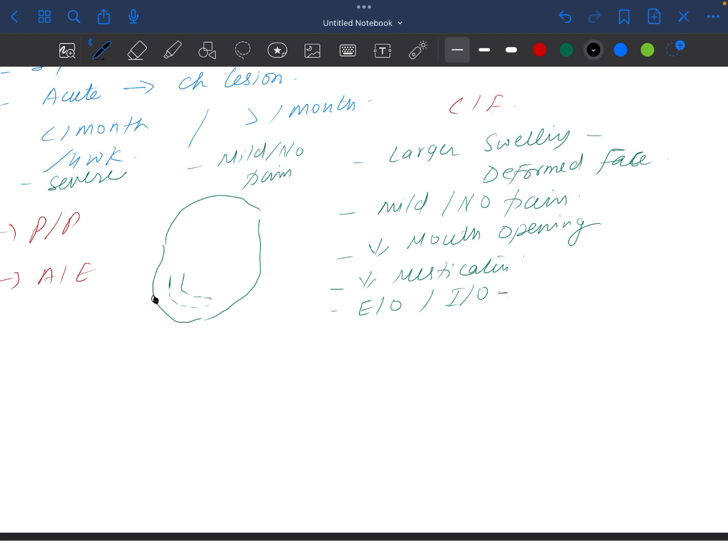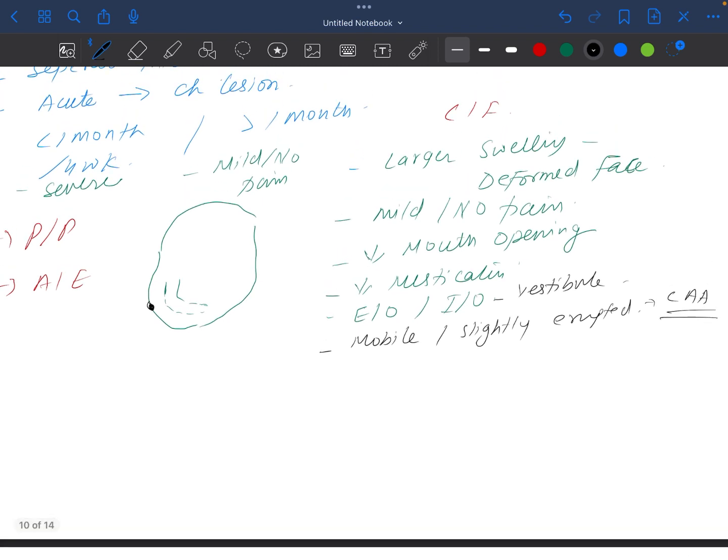It can be intraoral. If it's intraoral, it's going to be in the vestibule. The related tooth will be mobile. The tooth corresponding to the osteomyelitis will be mobile or slightly erupted, you know, extruded into the oral cavity, just higher. It has a higher occlusal plane than the rest of the teeth. This symptom will also correspond to chronic apical abscess. These are all the symptoms you will find in chronic osteomyelitis cases.